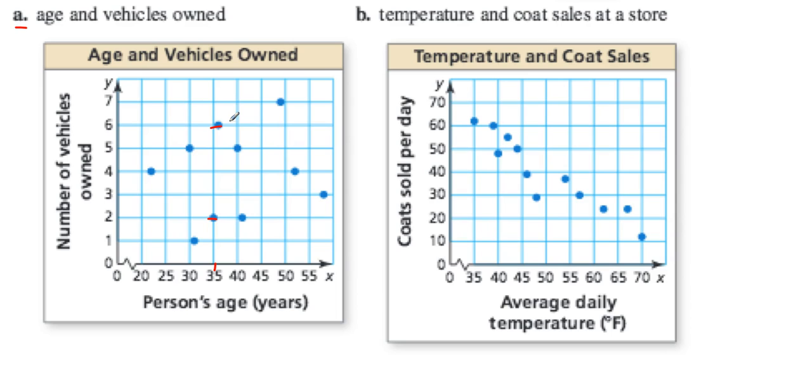What about the temperature and the coat sales at a store? Yeah, it's a negative correlation. Can you tell me why? It should make sense. As x increases, y decreases, but keep it in general words. What does it mean?